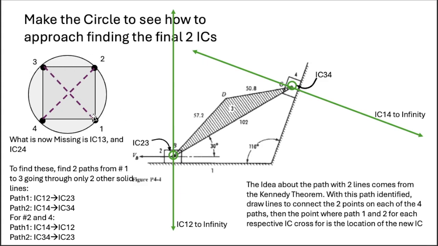Now let's find a second path. You can go from 1 to 4 and 4 to 3. There you go. You have your second path. The trick now is you want on your drawing to draw a long line that goes through both instance centers of those 2 lines.